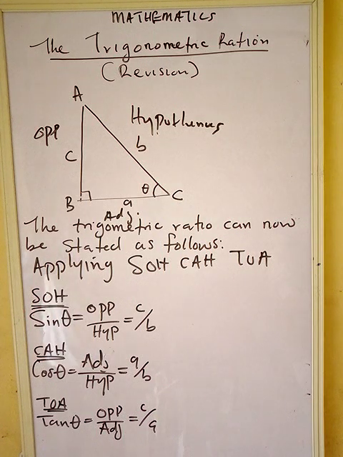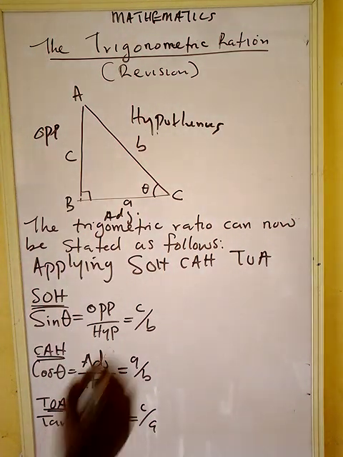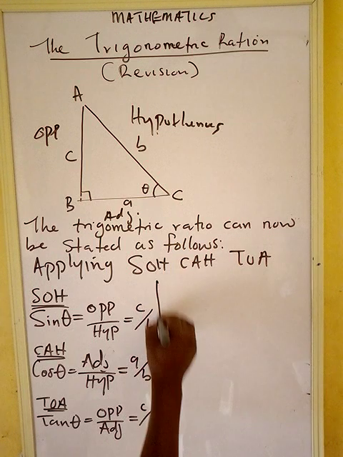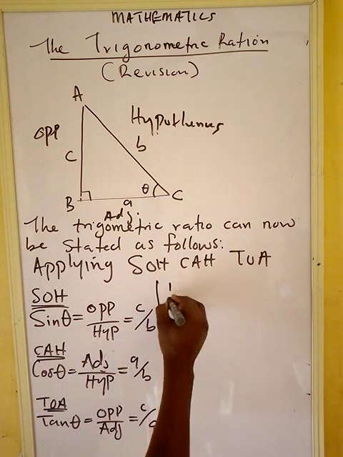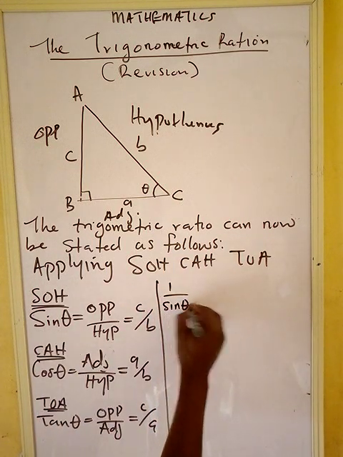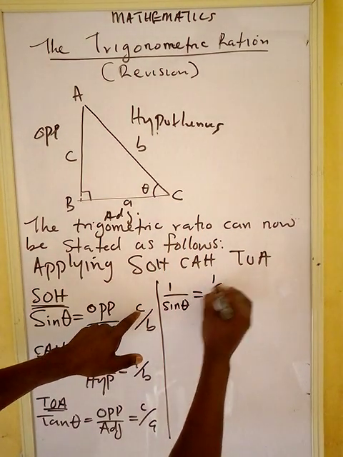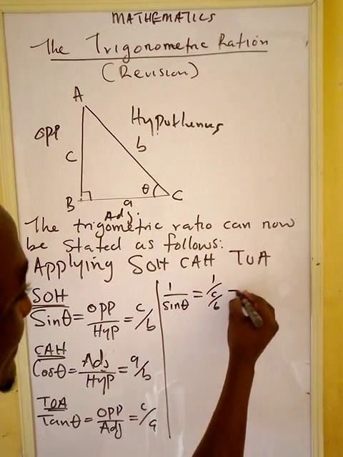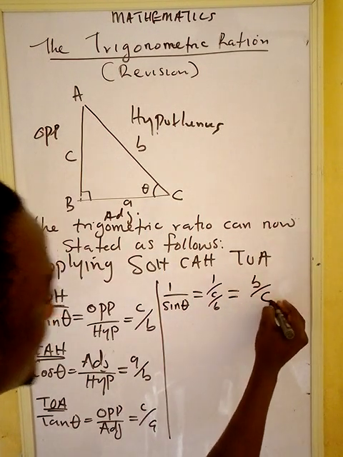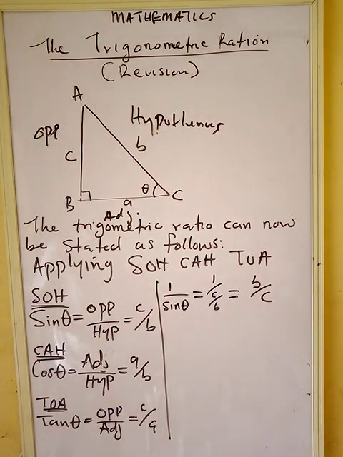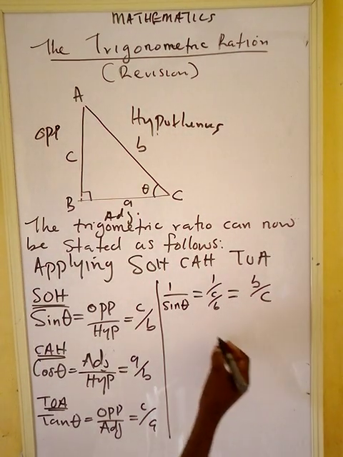Now, each of these has what we call a reciprocal. Reciprocal means 1 all over. So for sin theta, 1 over sin theta. What is our sin theta? Our sin theta is C over B. That is 1 over C over B, which is the same thing as B over C. Let me just do the proof for you, then I will clean the board.